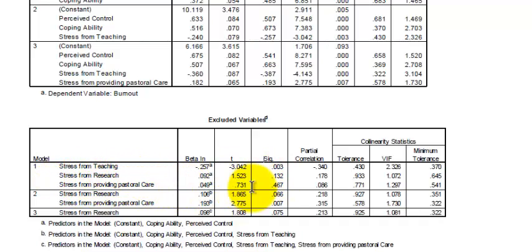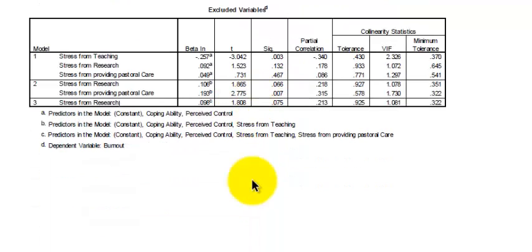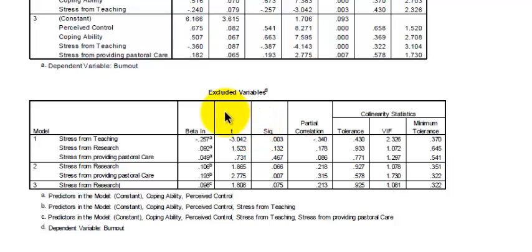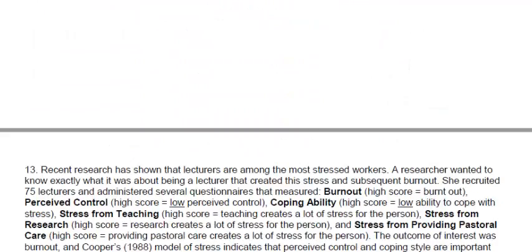Stress from providing pastoral care was not. Stress from research was not. Stress from providing pastoral care was when you put them in that model, right? So you got some kind of weird interaction going on in this one, and then stress from research. But again, these were the variables that were excluded, except for stress from teaching, which in this model is considered significant. The other two were not. Hope that helps. Let's do the next one.